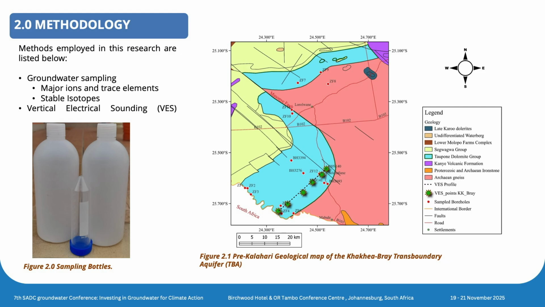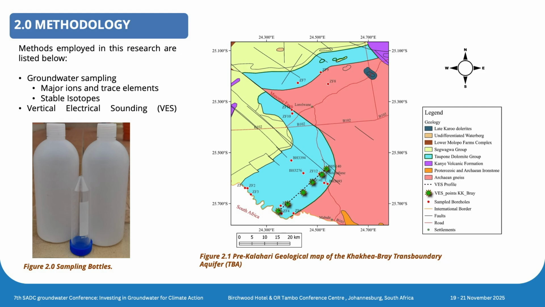So our methodology used mainly two methods, which were the groundwater sampling and the VES, or vertical electrical sounding. The main reason for conducting the vertical electrical sounding was that we wanted to find out the behavior of the dolomites as you move towards the border. For the groundwater sampling, the method that was used was depth integrated sampling.